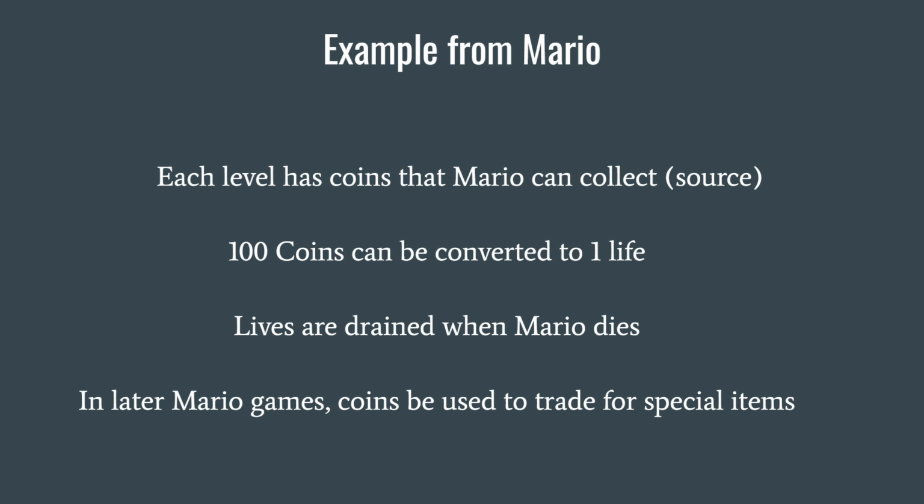And then if I get 100 coins, they can be converted to 1 life. So that's a conversion mechanism in Mario. 100 coins can be converted to 1 life. And then lives have a drain mechanism. When Mario dies, they are drained out of the game.